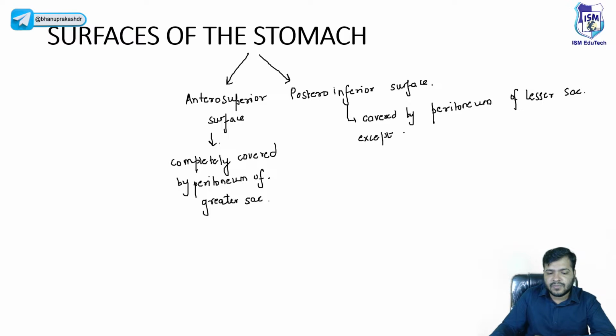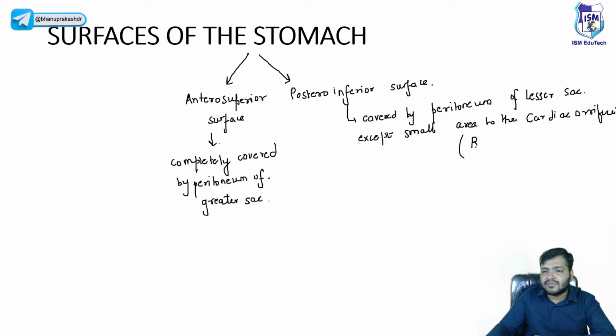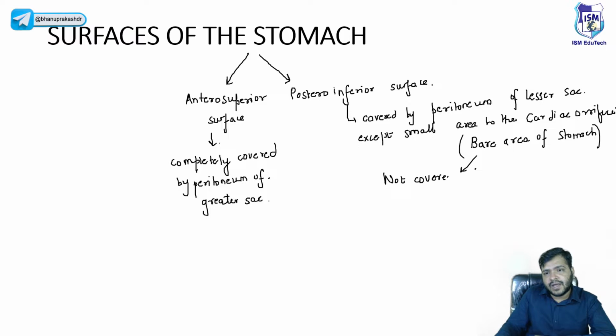Except for a small area near the cardiac orifice, where the covering of peritoneum is absent. Where the covering of the peritoneum is absent, it is called the bare area of the stomach. Bare means empty. It is not covered by peritoneum.